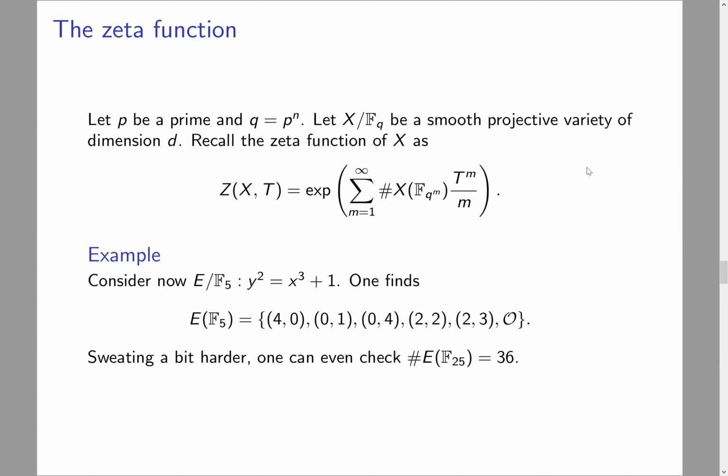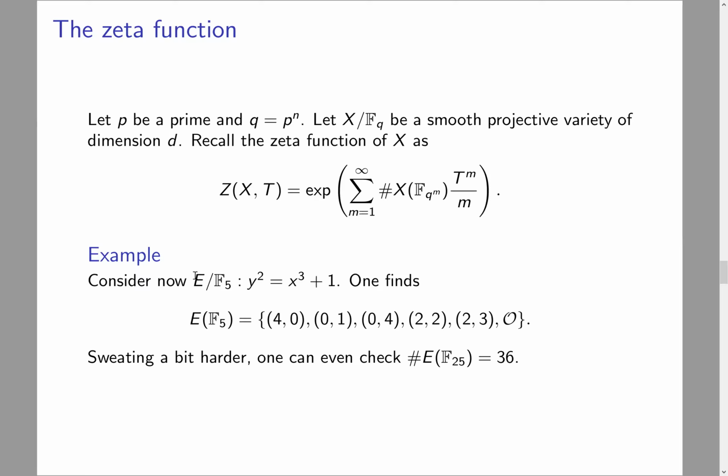It's just literally the count of the rational points over the various field extensions of your finite field put into this series with T^m over m to make it look a little bit logarithmic. And then you exponentiate that. So the important thing is to be able to count points over the finite fields.